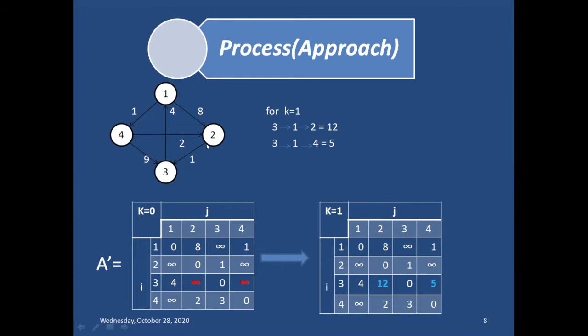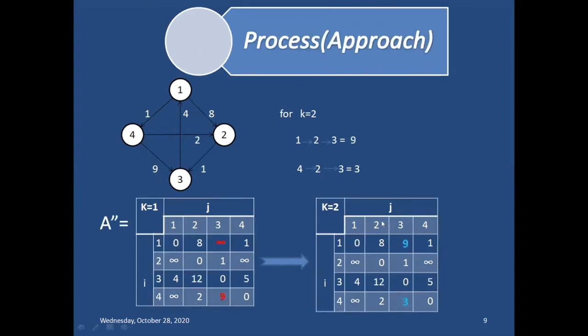Actually we will go from 3 to 2 by distance 12, and 12 is smaller than infinity, so we receive 12 and put it in the matrix. Similarly, 5 is smaller than infinity, so we receive 5 and set it in our matrix.